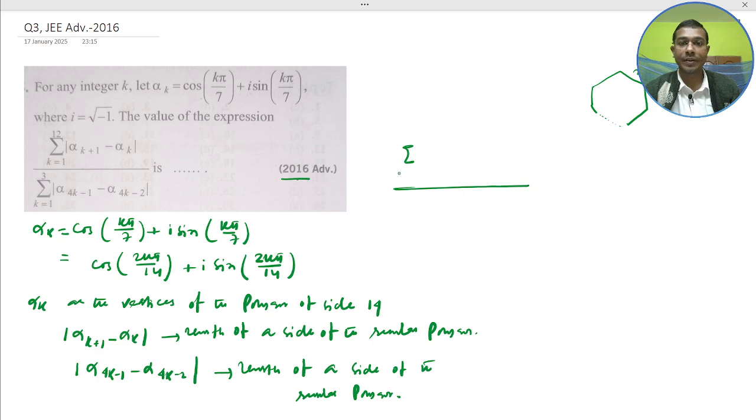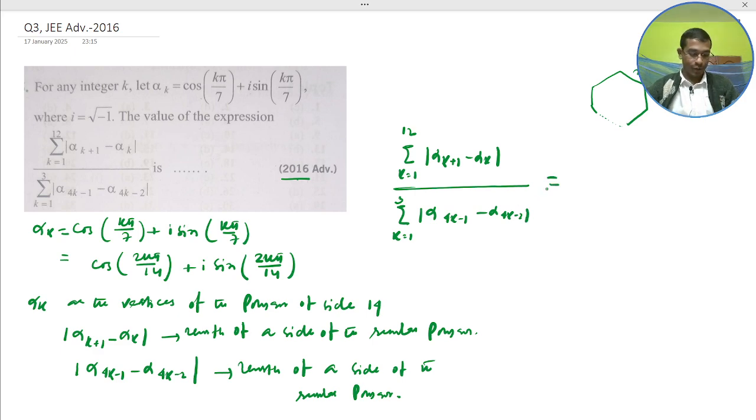So you have to find this value, with the numerator the sum from k=1 to 12 of modulus of alpha_(k+1) minus alpha_k, divided by the sum from k=1 to 3 of alpha_(4k-1) minus alpha_(4k-2). This would be what? 1 to 12 means 12 sides of length a. Next, 1 to 3 means 3 sides of length a. So you have to find 4. This is the NEET type of question, numerical answer type. You have to write the answer 4 here.